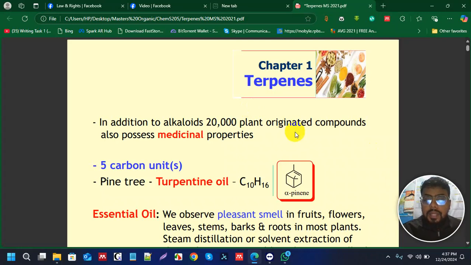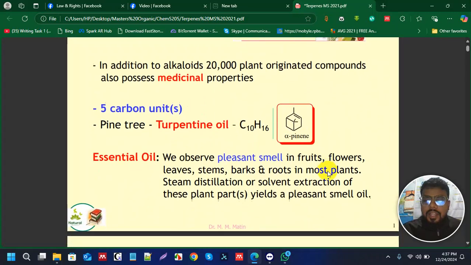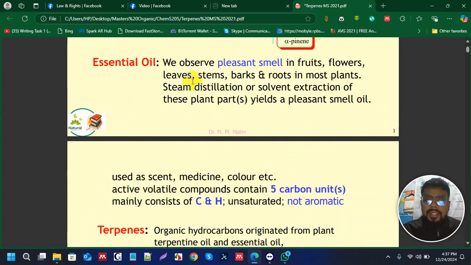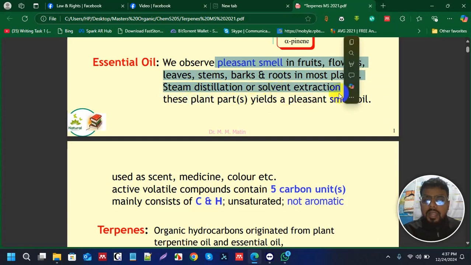And the plant that is called pine tree. From pine tree, we can extract turpentine oil, and the molecular formula of turpentine oil is C10H16. And if you'd like to know about this in detail, we know about essential oil. We observe pleasant smell in fruits, flowers, leaves, stems, barks, and roots in most plants. Steam distillation or solvent extraction of these plant parts yields a pleasant smelling oil.